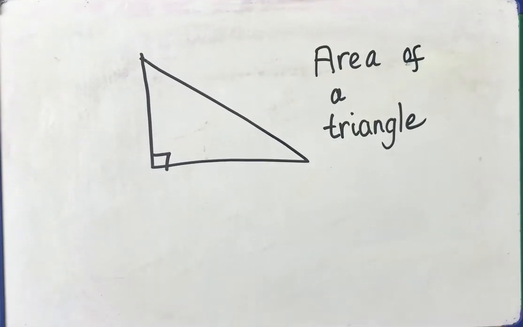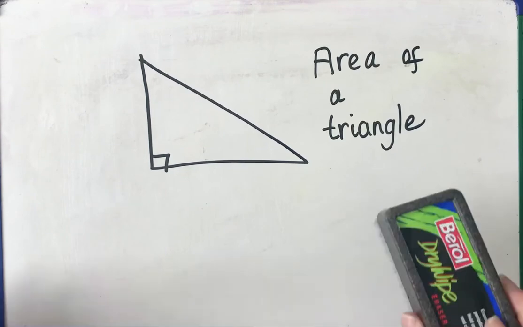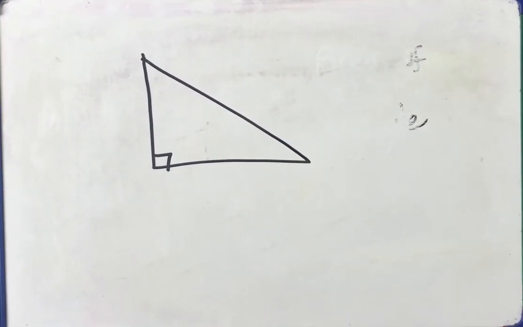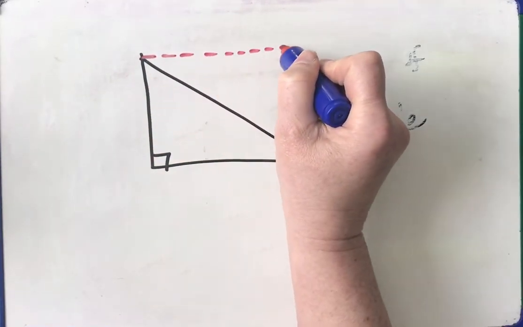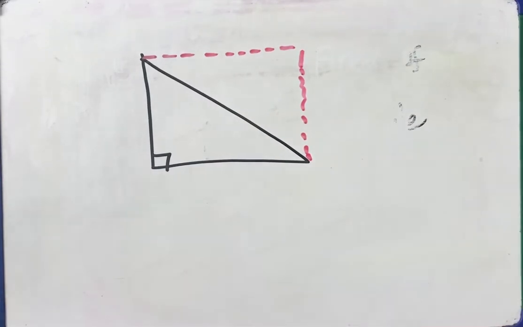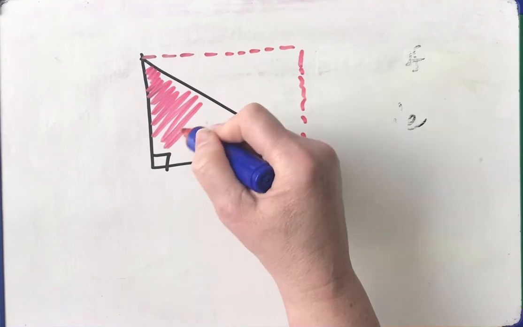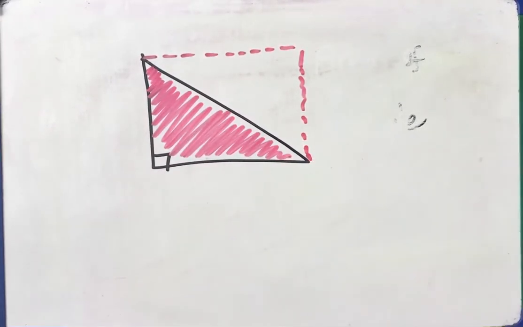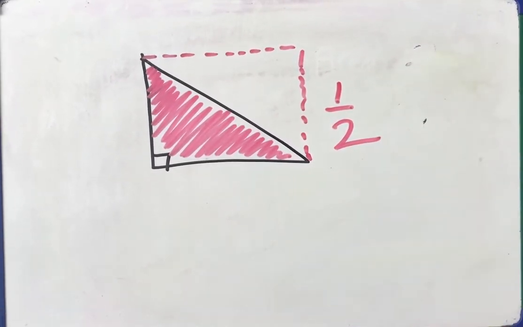Hello, this little video is going to show you how to find the area of a triangle. Now, the point with the right angle triangle is that it started life out as a rectangle. So if I just fill in the other half of this, can you see that if I shade in this part of the rectangle in red, I've now coloured in a half of the rectangle.